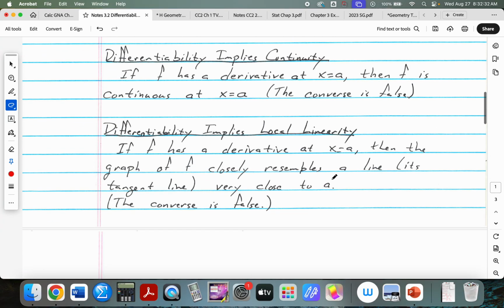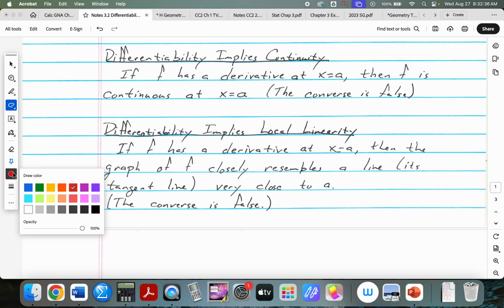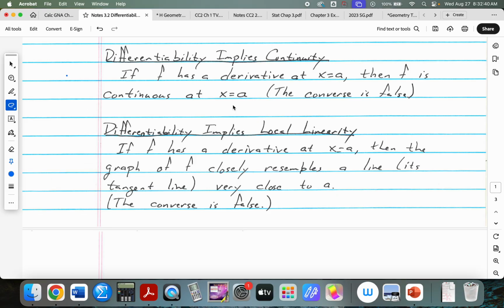So one of the interesting things about differentiability is it implies that the function is continuous. College Board loves to ask questions where they do something with this. They'll tell you that a function is differentiable, and you have to think, okay, that means one of the things that's true about that function is that it's continuous.